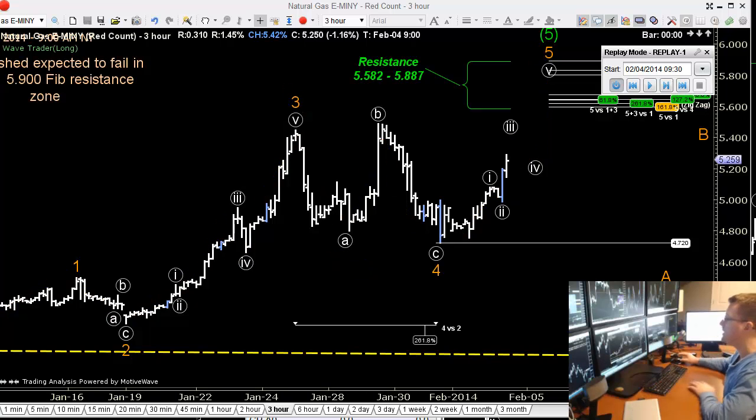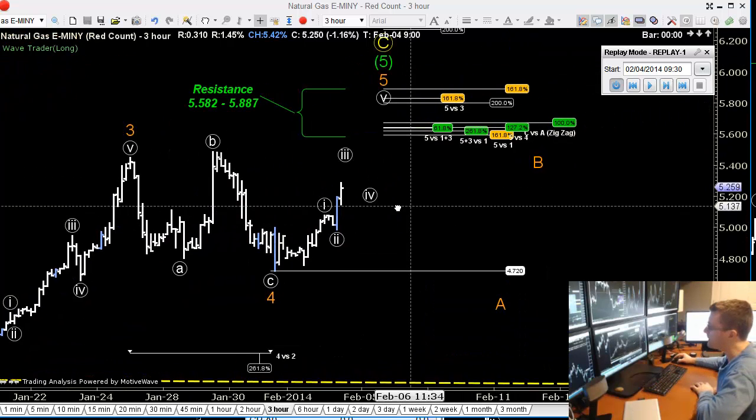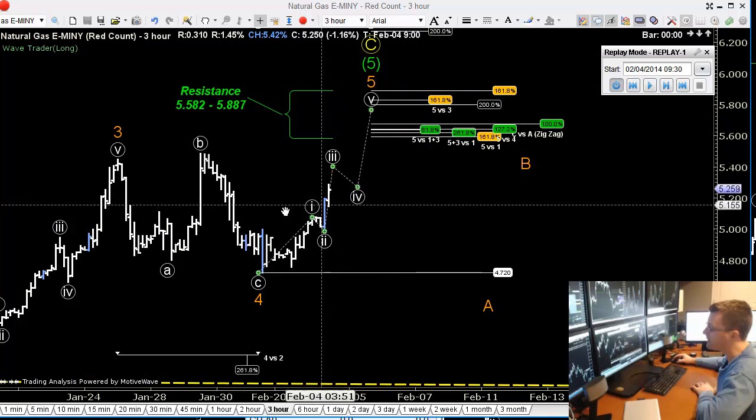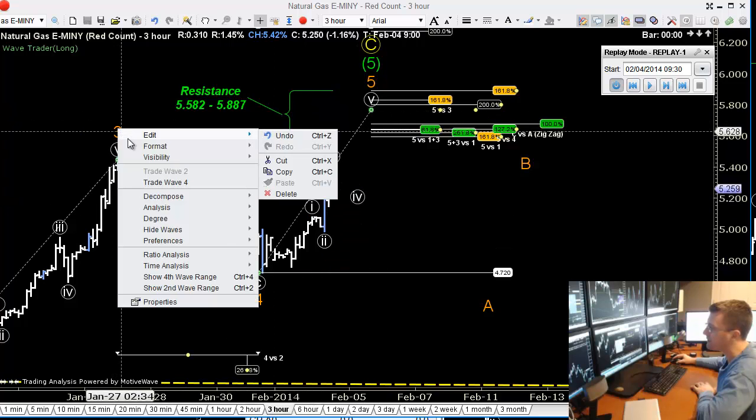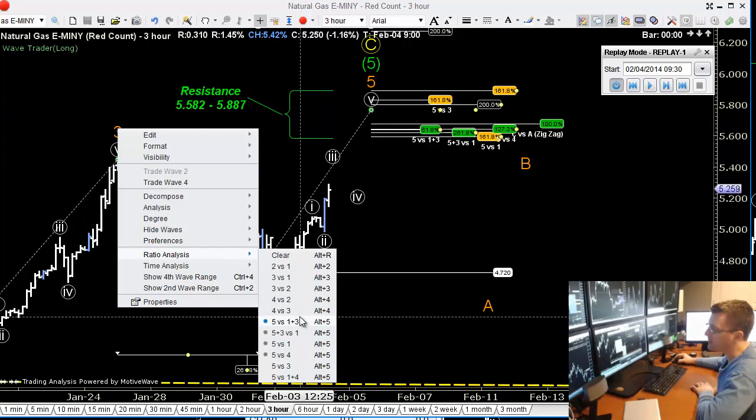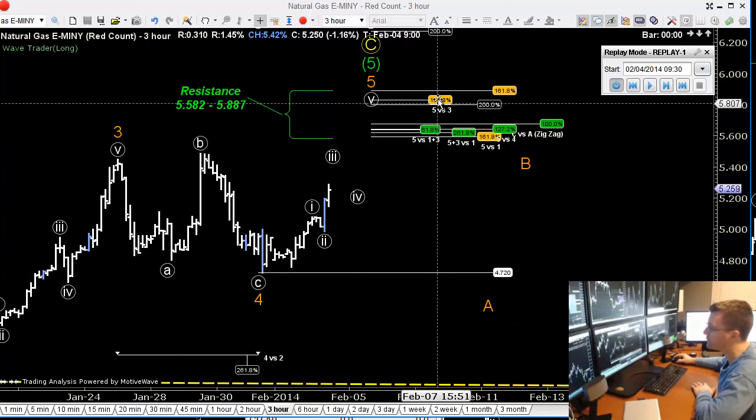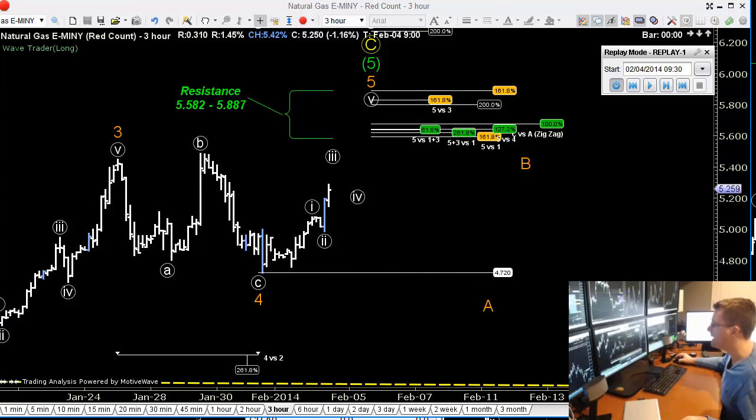Pretty simple, okay? So up here, we have a lot of Fibonacci. And the way you do it, guys, is really pretty simple. You just click on the degree you want to study, go down to ratio analysis, and then pull out your wave 5 studies. And then just look for the cluster of green and orange levels. And that's where you want to be focusing your upside target, right?